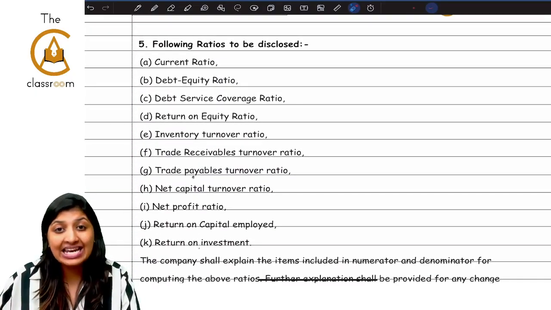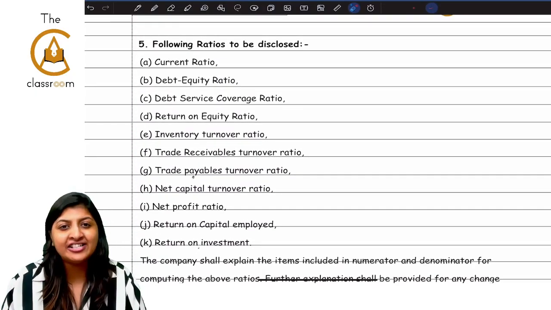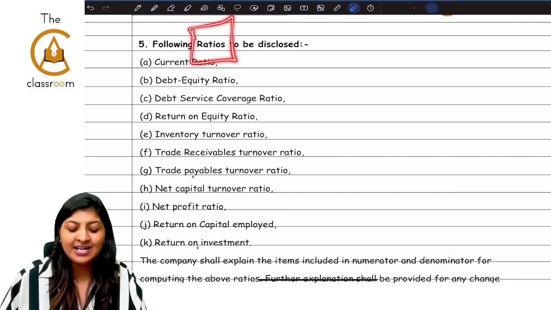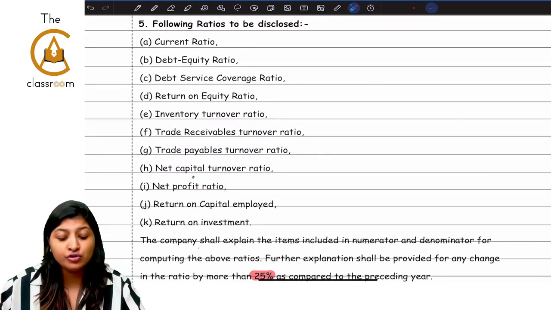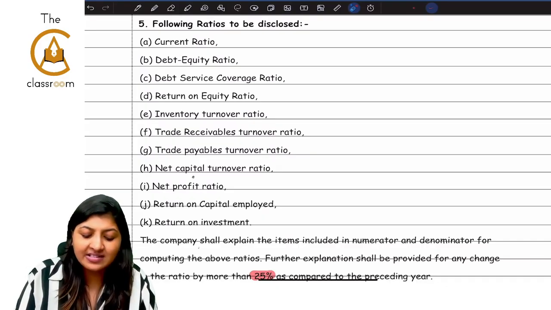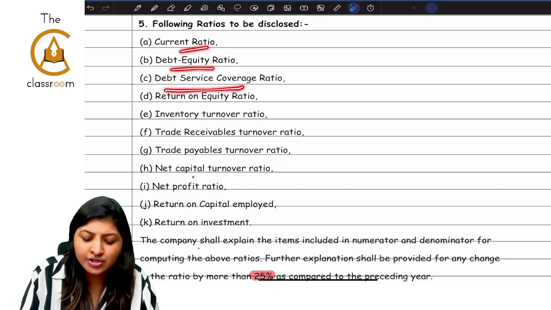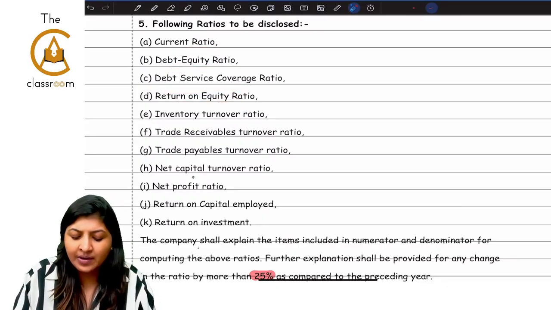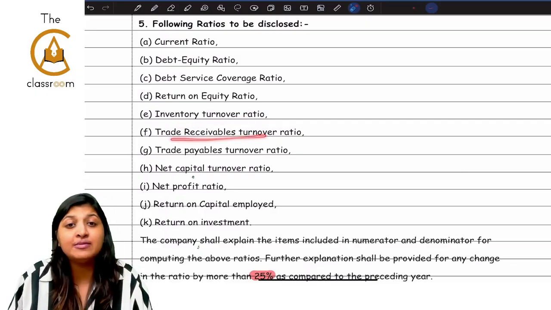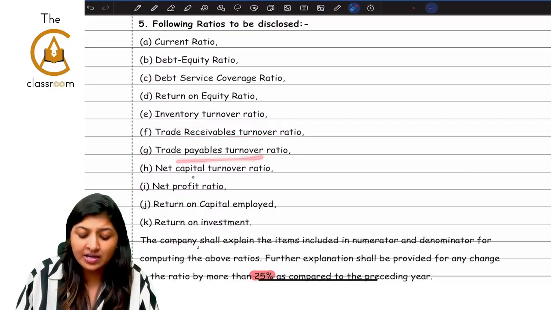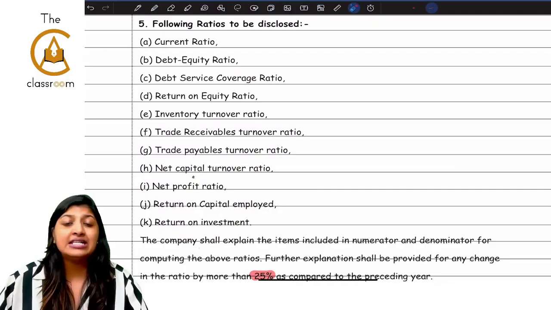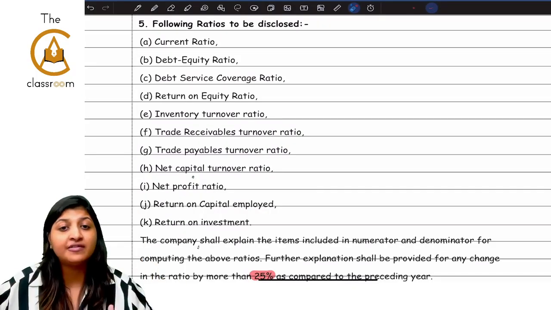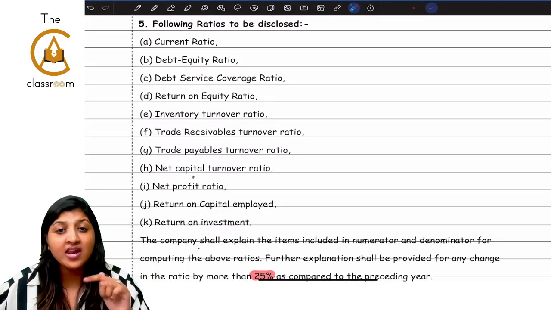Fifth, the following ratios to be disclosed out of all the additional information. This is the one which has been tested multiple times, guys. What are the ratios to be disclosed? Usually, even if you have studied, you would have studied saying current ratio, debt equity ratio, debt service coverage ratio, return on equity ratio, inventory turnover ratio, trade receivables turnover ratio, trade payable turnover ratio, net capital turnover ratio, net profit ratio, return on capital employed, return on investment. Sometimes what they can ask is, they can give a list of ratios and ask you to find out what are the ratios to be disclosed.